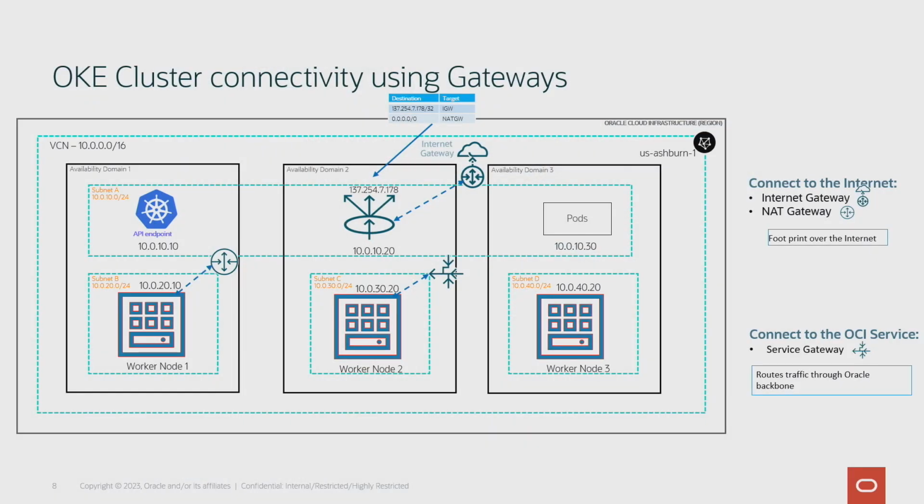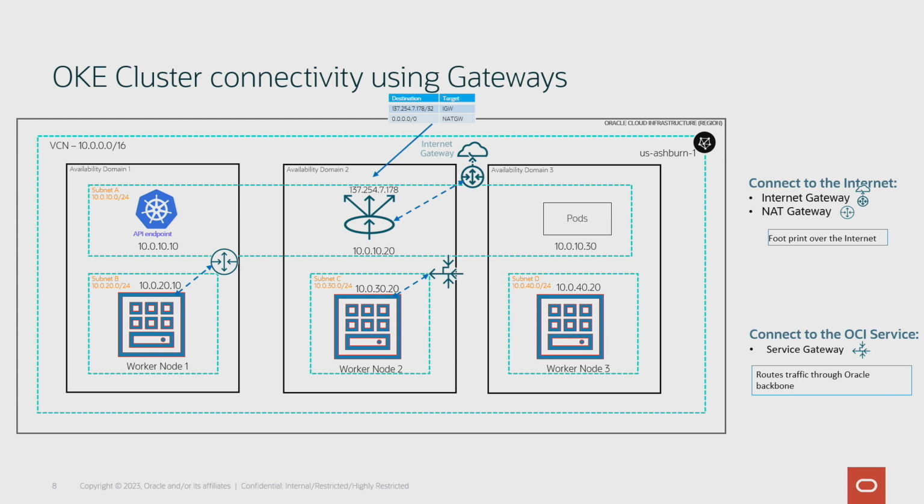So what you need to do is provide a public IP address to your load balancer, and you also need to configure a routing table inside that VCN that would define that any traffic here, in this example, for example, going to 137.254.7.178 needs to go via the internet gateway.